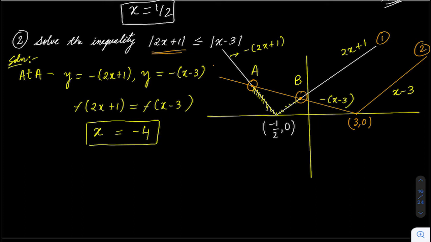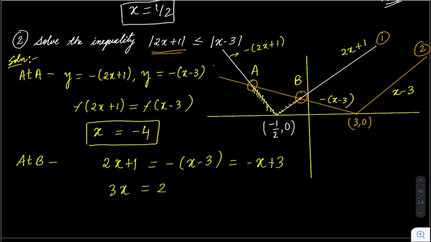Now we have the x coordinate at A. Similarly, we will go for the x coordinate at B. So at B again, now we can directly equate. We can see that one line is 2x plus 1 and the other line is minus of x minus 3. So we can directly equate them. So 2x plus 1 will be equal to negative of x minus 3. So this is nothing but minus x plus 3. So 3x equals 2. So x is coming out to be 2 over 3. So this is my x value.